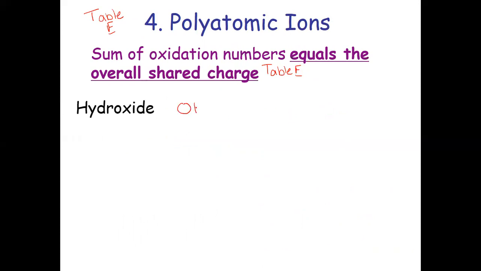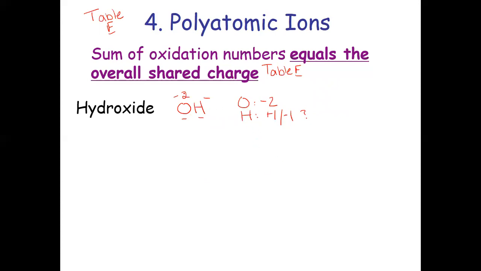So hydroxide on table E is OH minus. That means that the oxygen plus the hydrogen has to equal up to -1. So I'm going to go to my periodic table and I see oxygen can be -2. So I'm just going to do O, it's going to be -2. And my hydrogen says +1 or -1. So I need to figure out, is this hydrogen +1 or -1?